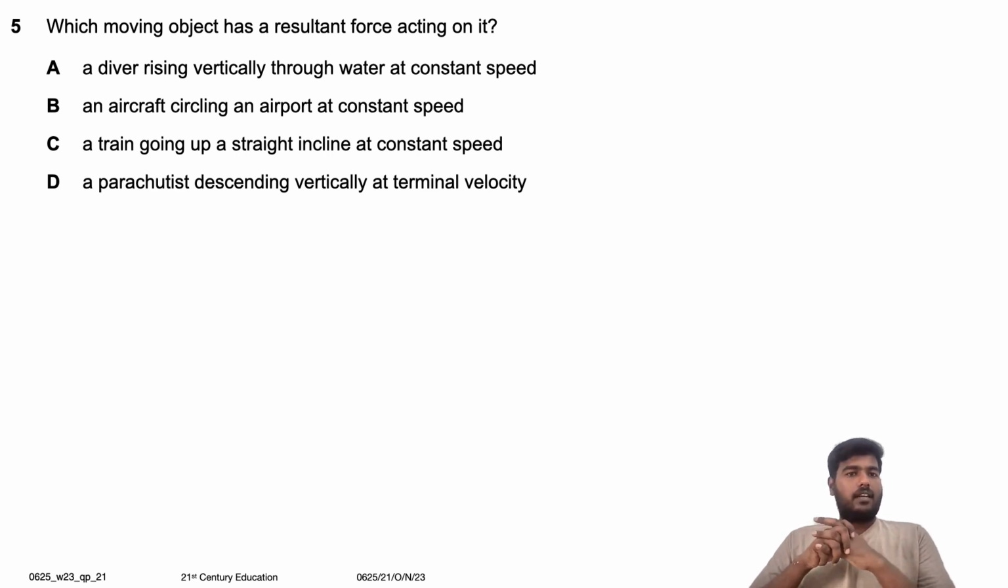An aircraft circling an airport at constant speed. Okay, first it's constant speed, so we might think there is no resultant force acting on it, but it's circling an airport. So in circular motion, the resultant force is always towards the center. Okay, so B has a resultant force acting on it, and this is towards the center. So option B is the right answer.